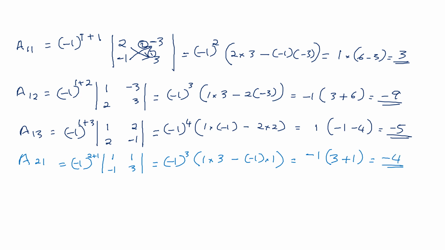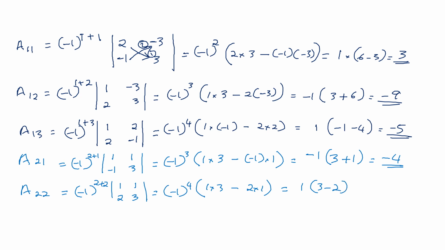So next is A22. So minus 1 to the power 2 plus 2 into minor in the main matrix 1, 1, 2, 3. That is minus 1 to the power 4 into 1 into 3 minus 2 into 1. That is 1 into 3 minus 2. That is 1. Same way, we'll go for the next, that is A23.